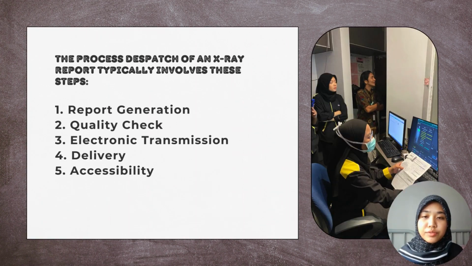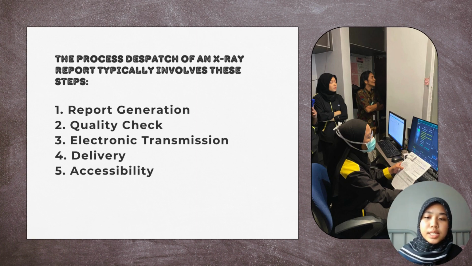There are five processes of dispatch of an X-ray report, which are report generation, quality check, electronic transmission, delivery, and accessibility. Okay, first is report generation. Upon completion, the report is often generated electronically by the radiologist. Second is quality check. The report is put through a quality check to make sure it is accurate.